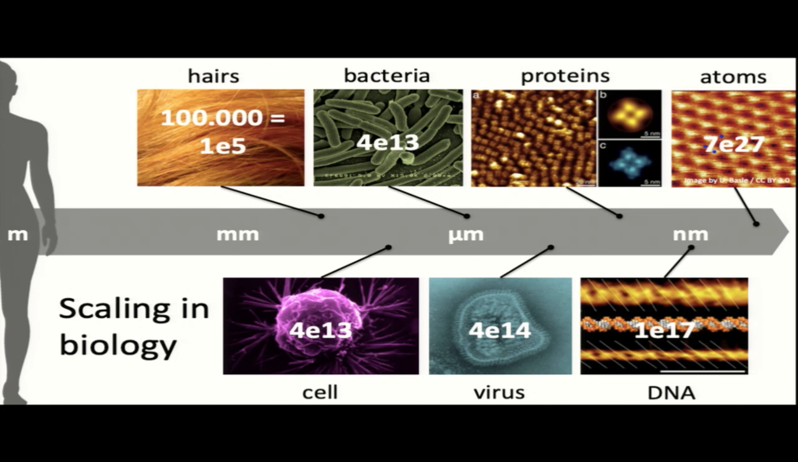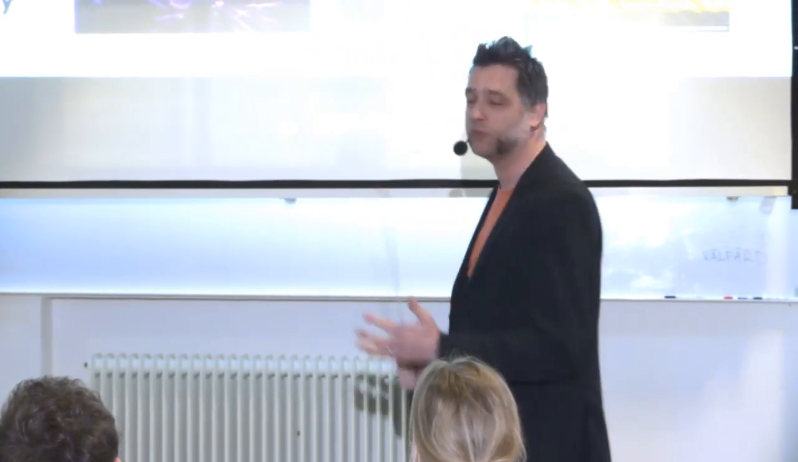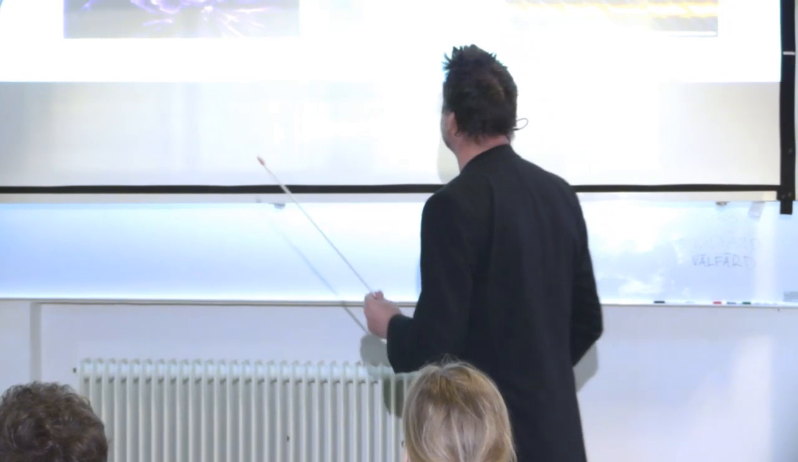The smallest scale that we can still see with a naked eye in an organism is on the scale of 0.1 millimeter, and that's typically the size of a hair. So the hair on your head typically has a diameter of 100 micrometer, and you can still see that. If you go smaller, it becomes difficult to see with a naked eye.